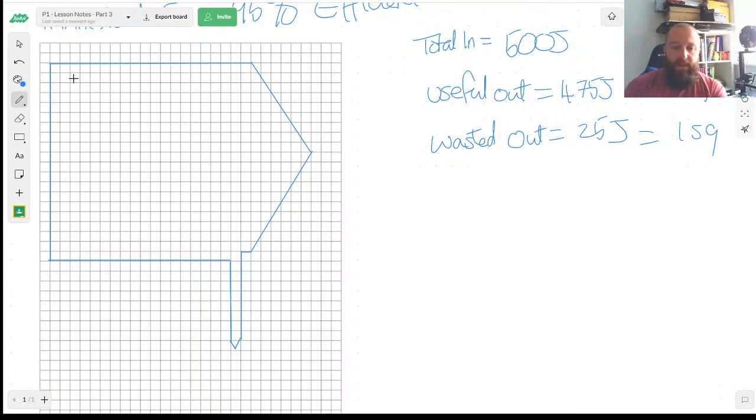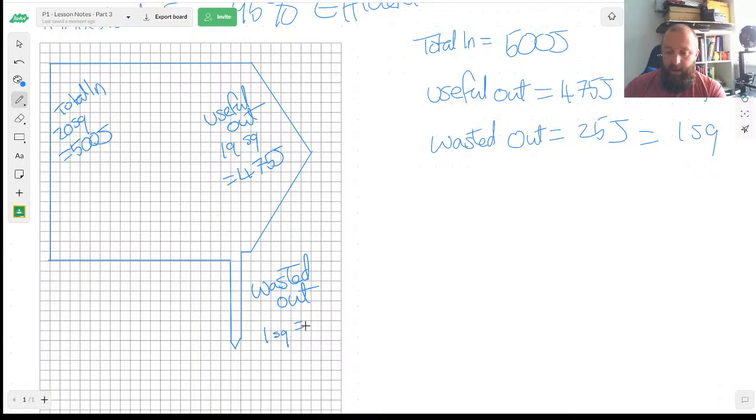Let's have a look. So that's 20 squares. You don't need to write this in, but I'm putting it in so you can see. So that's going to equal 500 joules. And that's my total in. This is my useful out. So that's 19 squares. And that's going to equal 475 joules. This is my wasted out. That's 1 square. And that equals 25 joules.